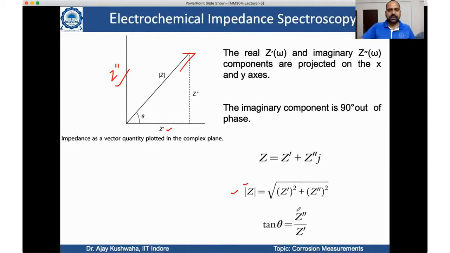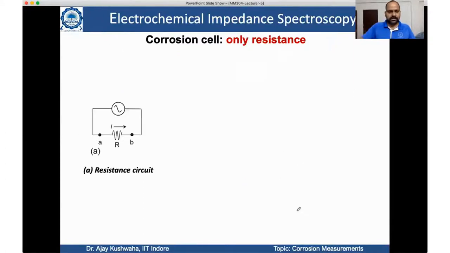The impedance, or you can say the impedance, has two components, real and imaginary, right? So complex impedance is there. Now consider the cases, because we have the idea how impedance is going to behave, but what kind of circuit will be there in an electrochemical cell?